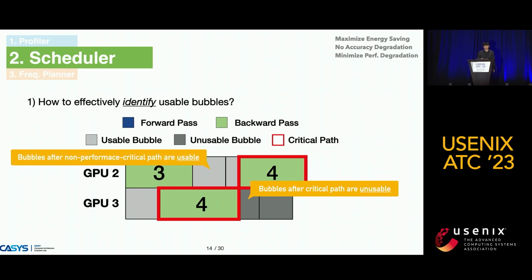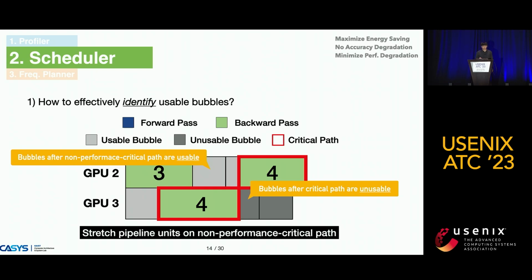However, bubbles after non-performance critical paths are usable. This is because stretching pipeline units on the non-performance critical path does not affect the overall execution time. We can conclude that usable bubbles are after non-performance critical paths, and we need to stretch pipeline units on the non-performance critical paths.